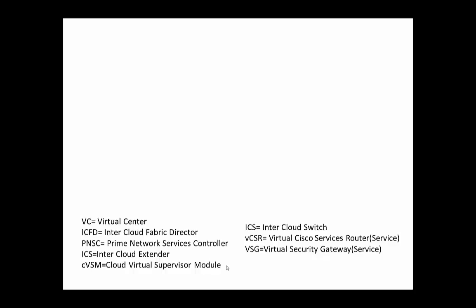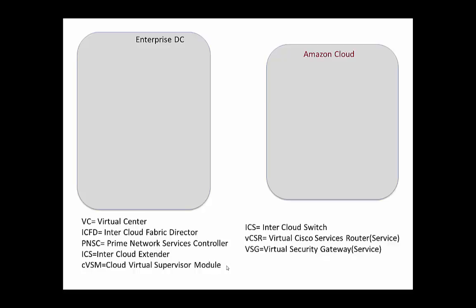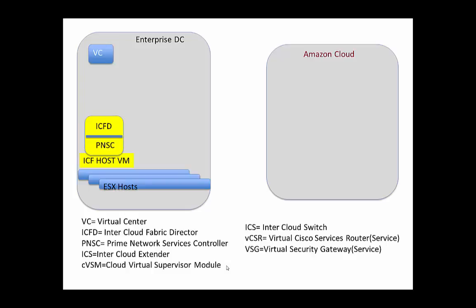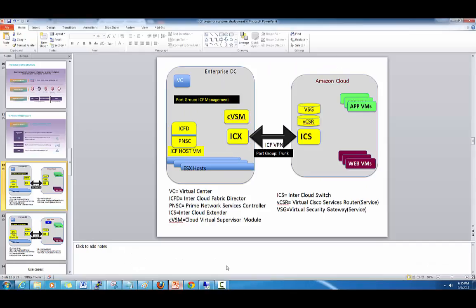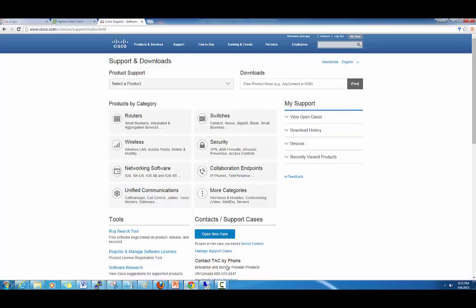So if you remember, the step-by-step deployment is, first, deploy this ICF host VM, and that will deploy ICFD and PNSC. Next, from there, is the infrastructure setup stage. In that stage it'll do the CVSM and also the registration part, and the third one is the cloud. So that's the setup, three stages. Let's go onto the website and show how to download this, and which file to download from the Cisco website.